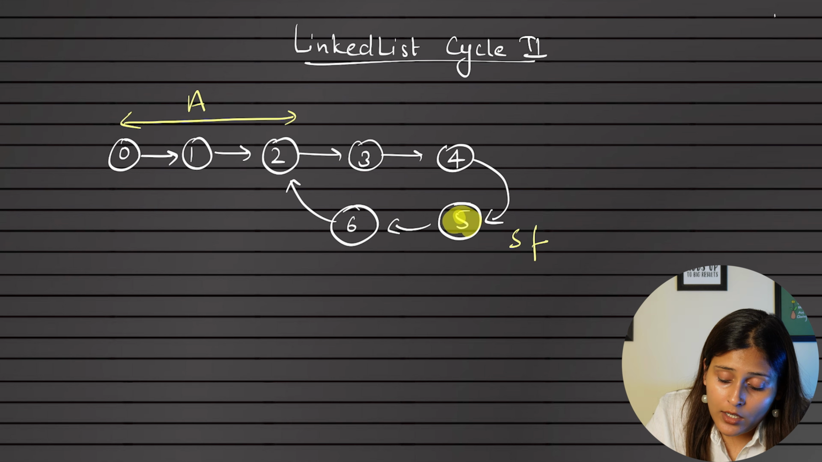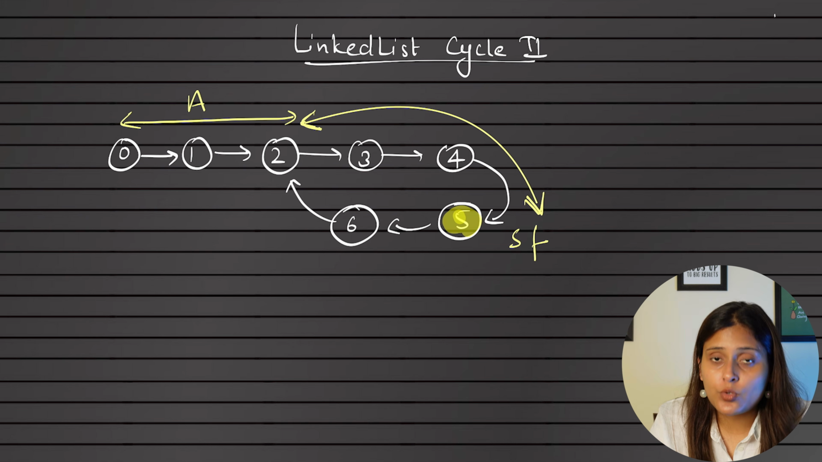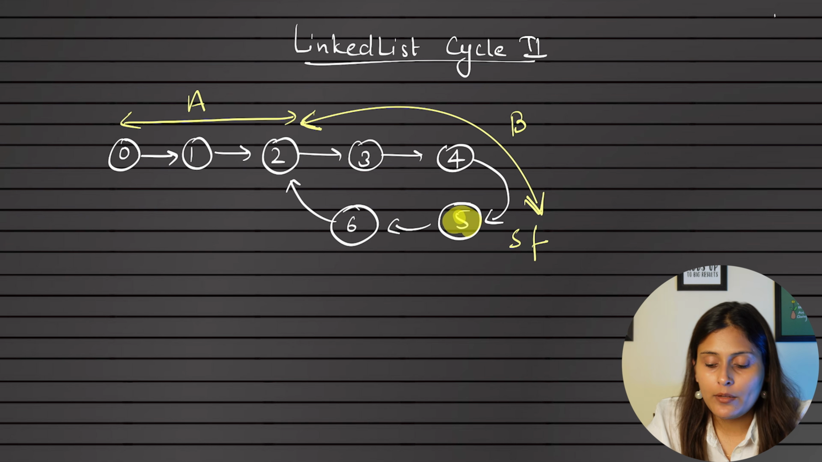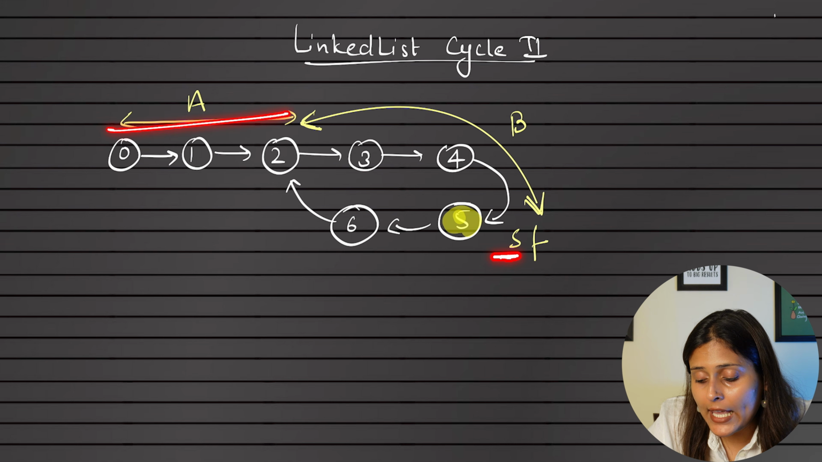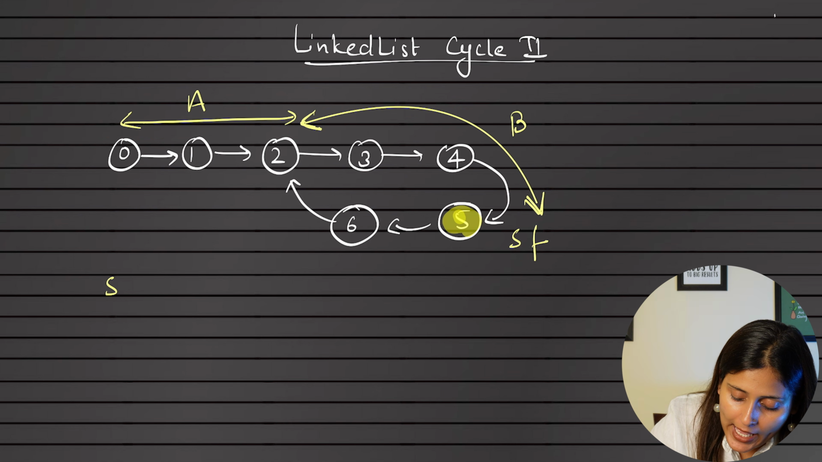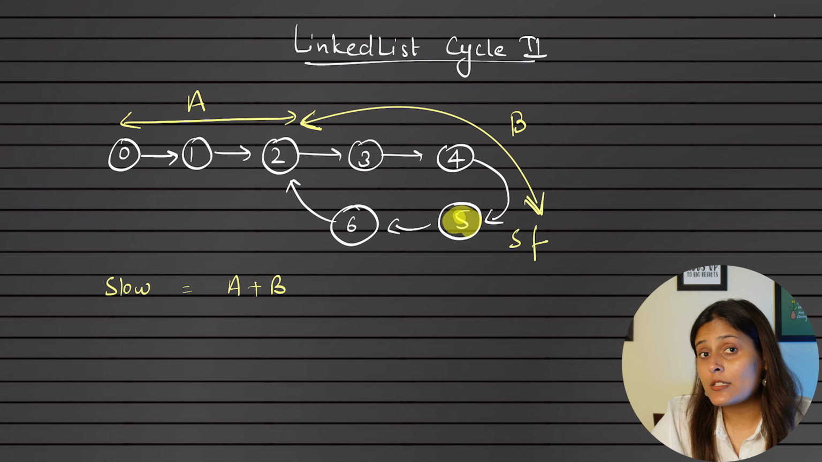Now let's call the length from the point where the cycle starts to the point where they met B. Now, where slow and fast met, can I say slow has covered the distance A plus B? Yes, so let's write it. Slow has covered distance A plus B. Now, what is the distance fast has covered?